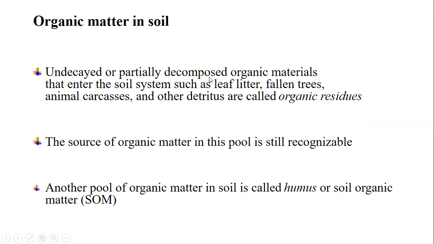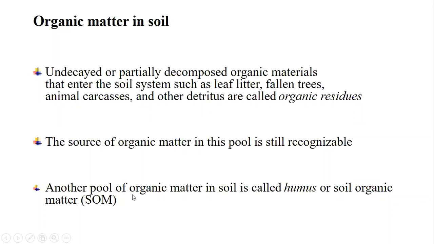Undecayed or partially decomposed organic materials that enter the soil system, such as leaf litter, fallen trees, animal carcasses, and other detritus, are called organic residues. So the organic residues are not soil organic matter, not the humus. They are the residues that can be from plant or animal origin. The source of organic matter in this pool is still recognizable. That means when you look at it, you can tell this is a leaf, this is a limb, this is part of an animal. So you can recognize it, you can see what it is.